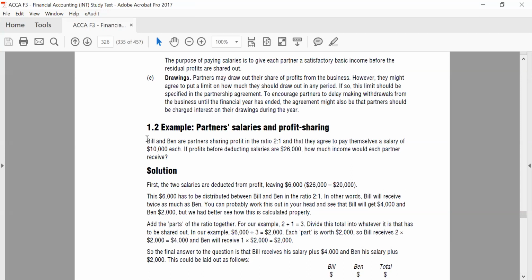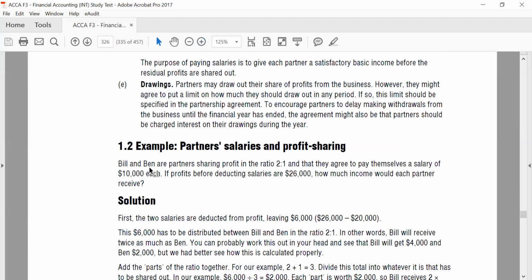A case in example here, we have two partners. We have partners called Bill and Ben, who share their profits in the ratio of 2:1. And then they also agree to pay themselves a salary of 10,000 each. And then they're asking you, if profits before deducting salaries are 26,000, how much income would each of the partners receive?